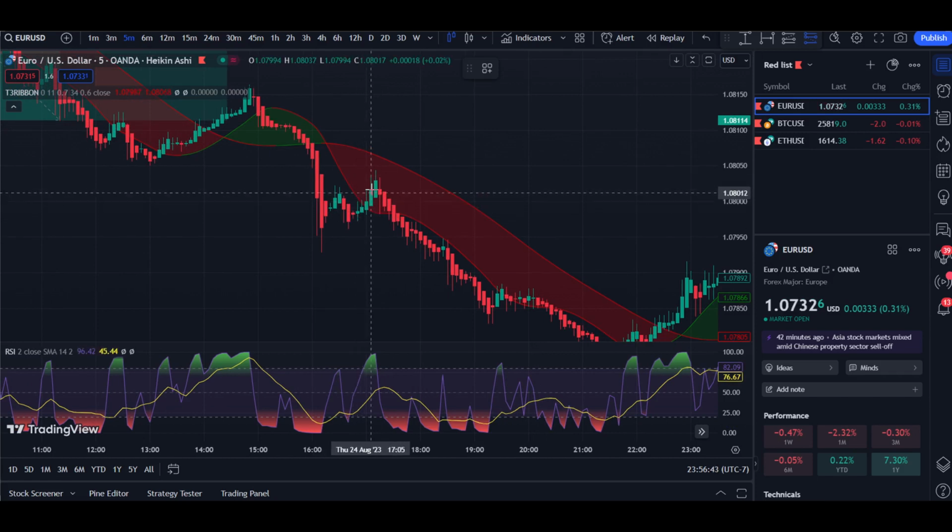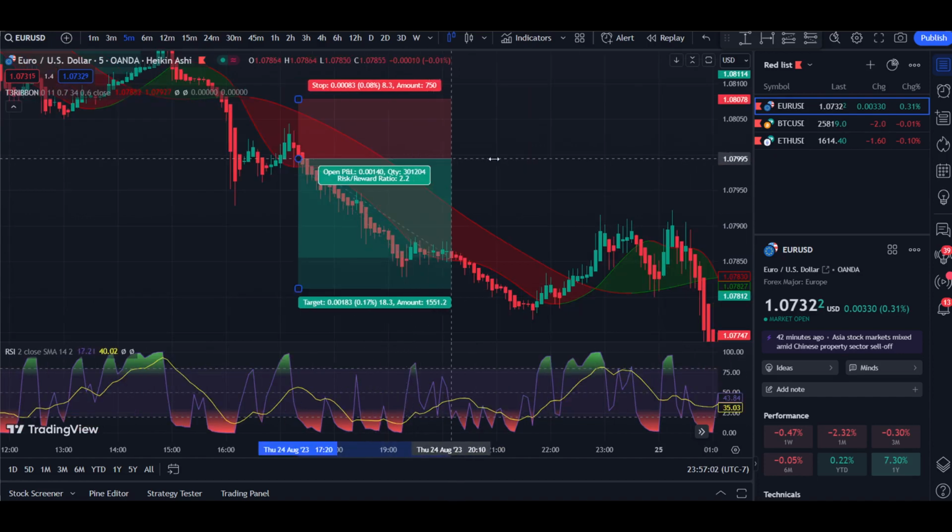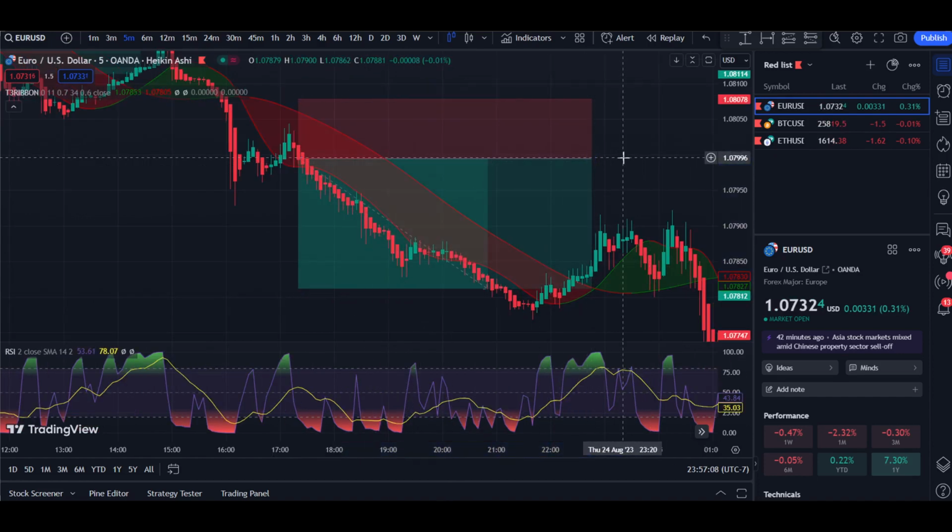Again, we can see here, price action crossed into the red, but it did not break out above the top. We have our first red candle closing, and then after the RSI hits below the 20 level, take another short position. And as you can see, we have another winning short position.